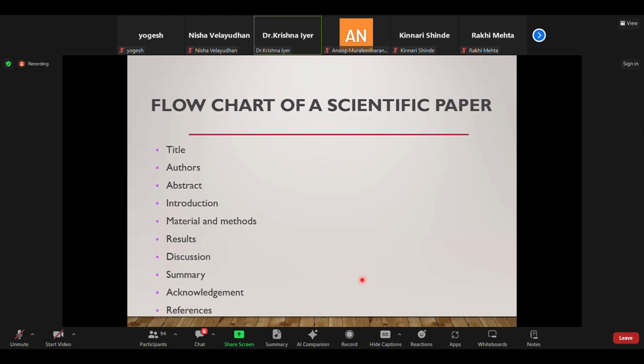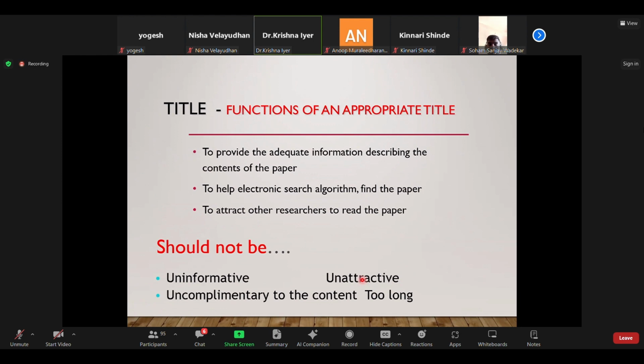Again, we come back to the sequence here. Your title, your authors, your abstract, and introduction, and we'll go through that one by one. Okay, so the first thing is the title. The title is very, very necessary because this is the one which everybody is going to look at before they even start reading the paper. So your title should provide adequate information describing the contents of the paper.